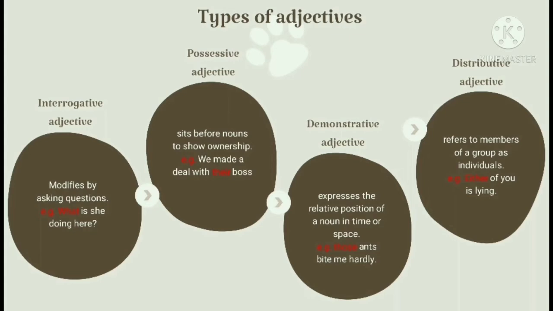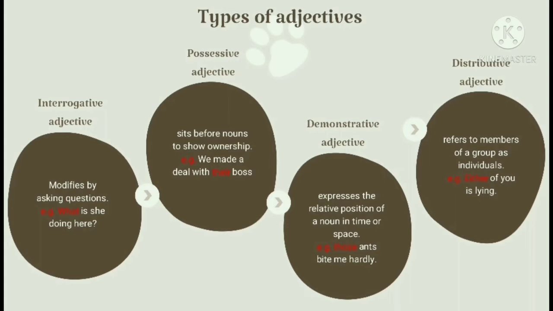The next type is demonstrative adjective. A demonstrative adjective expresses the relative position of a noun in time or space. Demonstrative adjectives are singular or plural. For example, those ants bite me hardly. The word those here is a demonstrative adjective.